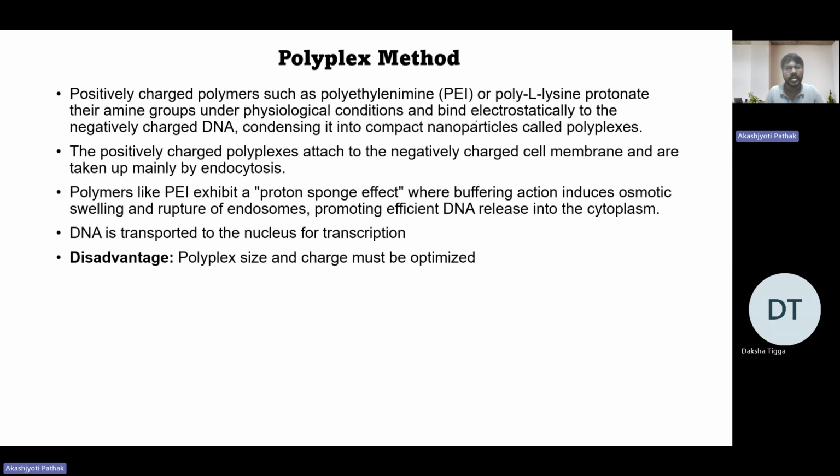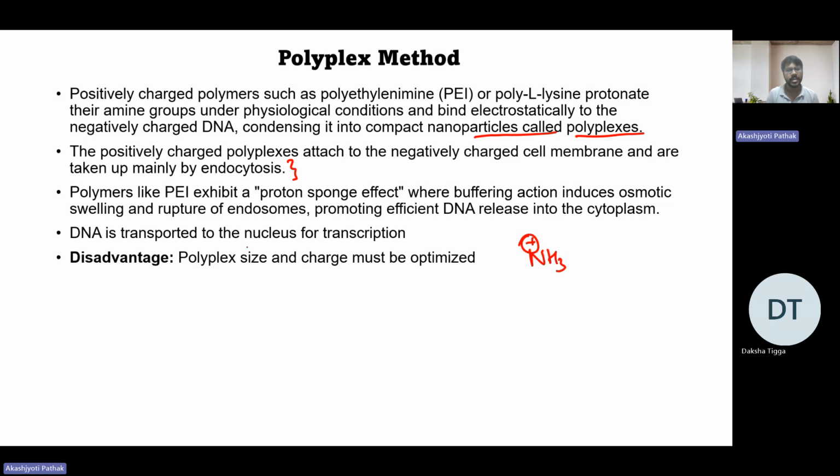They bind electrostatically to the negatively charged DNA, condensing it into compact nanoparticles, which are called polyplexes. These positively charged polyplexes attach to the negatively charged cell membrane and are taken up by endocytosis. Because they have these NH3 plus groups, they will have positive charge, and they will be endocytosed by the mammalian cell. After that, polymers like PEI exhibit a proton sponge effect, where buffering action induces osmotic swelling and rupture of endosomes, promoting efficient DNA release into the cytoplasm.